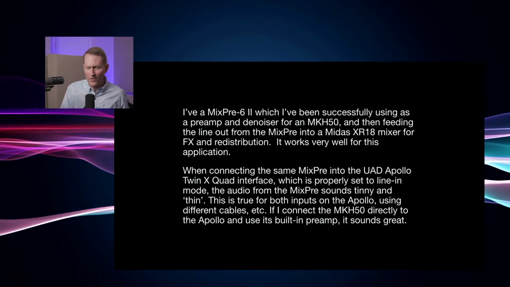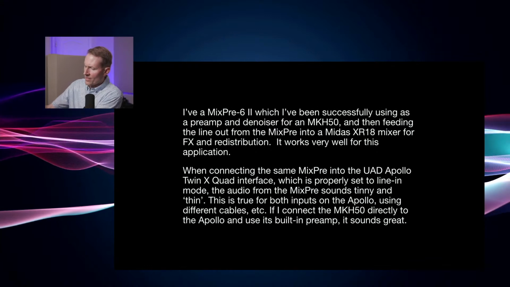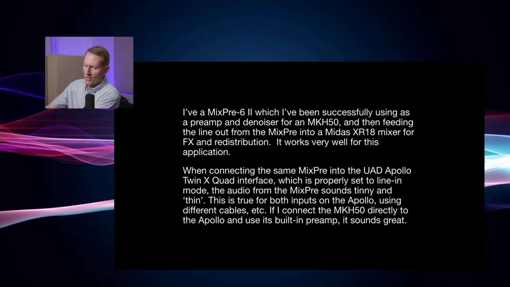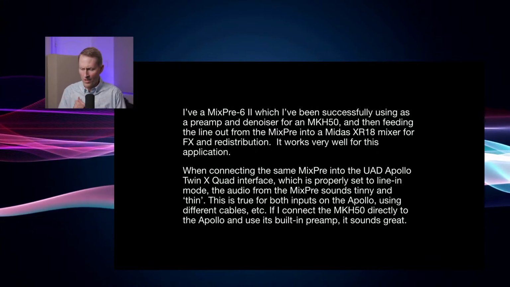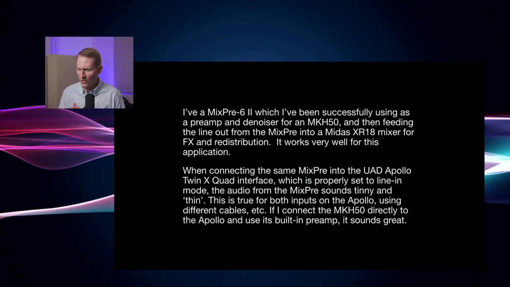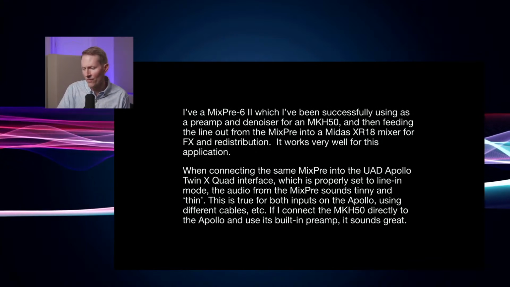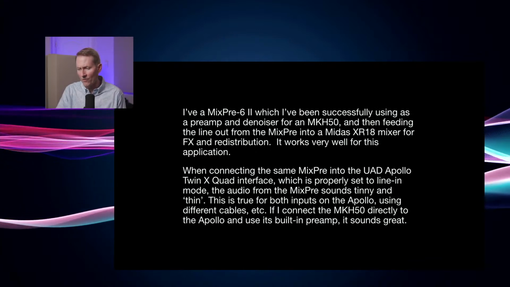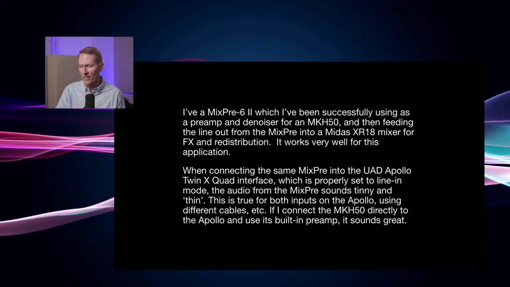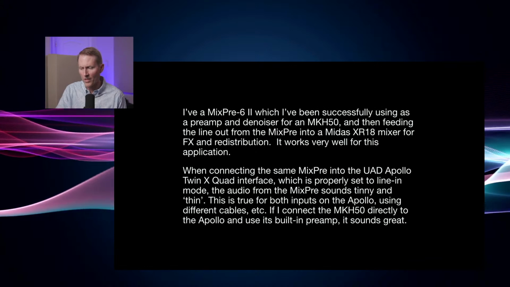All right, we had a few questions that were sent in ahead of time. First is from Roland, and his question is actually quite similar to Yanti's. I have a MixPre 6.2, which I've been successfully using as a preamp and denoiser for an MKH50, and then feeding the line out from the MixPre into a Midas XR18 mixer for effects and redistribution. It works quite well for this application.